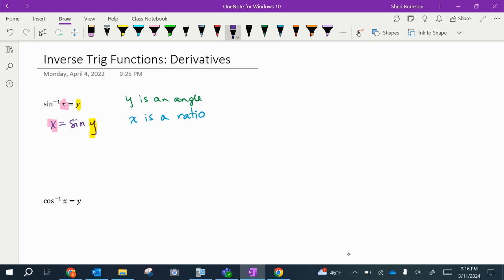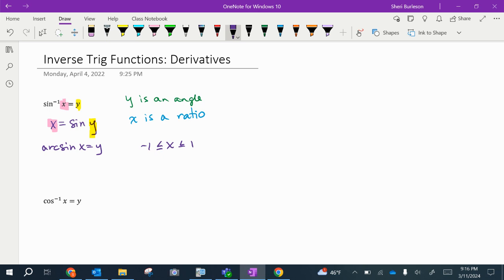Now, arc sine is another notation that we used. Arc sine of x equals y. And remember, our range for sine is going to be the domain of our inverse sine. So sine is always a number between -1 and 1. Sine of an angle is always a number between -1 and 1. So inverse sine we can only take on values between -1 and 1.